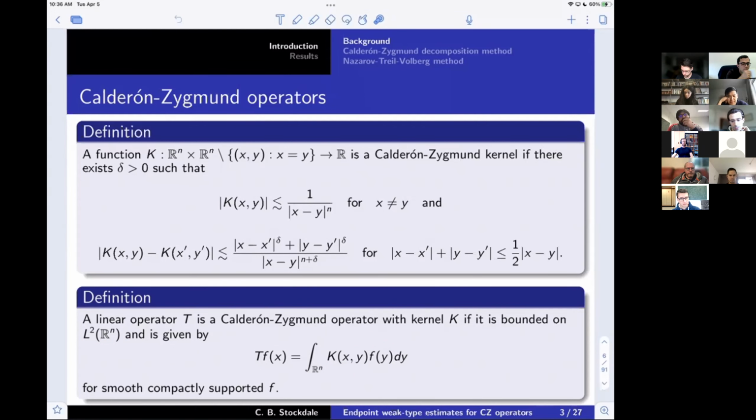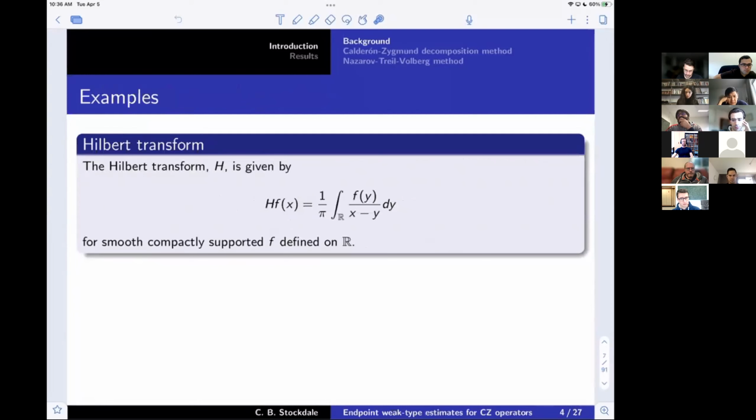Okay. So these are important for many reasons. A big theory that's been studied systematically since the 1950s, and I guess even before in certain cases. Some prototypical examples include the Hilbert transform. The Hilbert transform, denoted by H, is given by this formula. In this case, the kernel is 1 divided by x minus y, with this normalization constant 1 over pi.